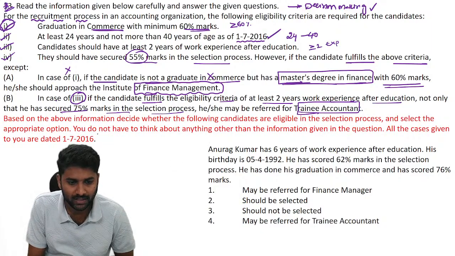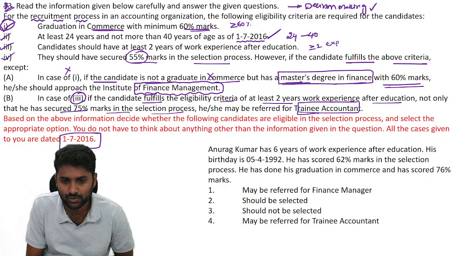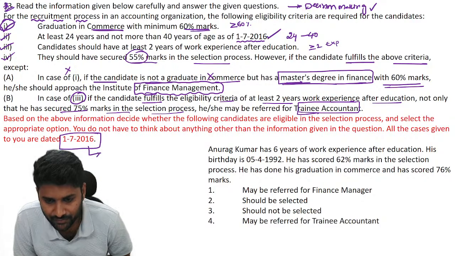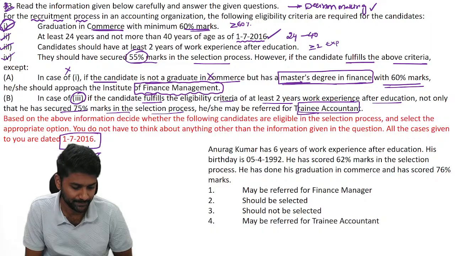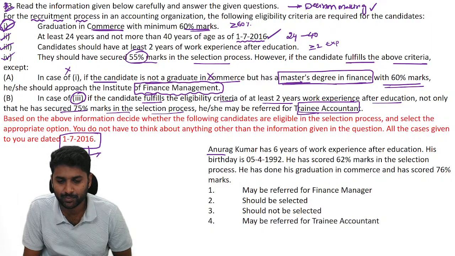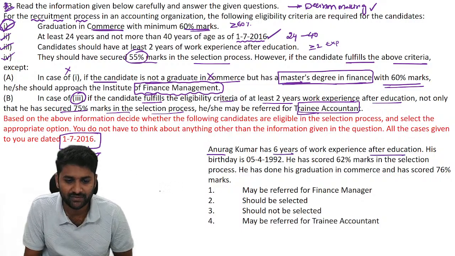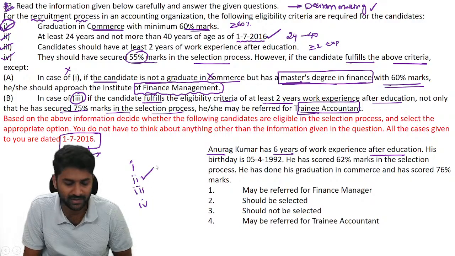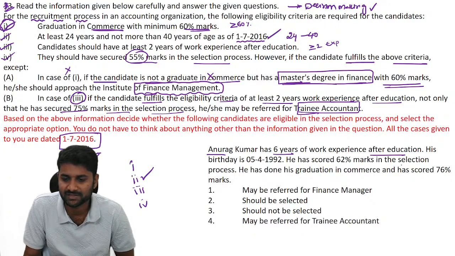See, all the data is given up to 1/7/2016. At that time, the candidate must have an age of more than 24 and less than 40. Let's check with these options. Anurag Kumar, this is the candidate profile you have to verify. He has 6 years of work experience after the education. So out of the 4 points, it definitely satisfies condition number 3, because we need at least 2 years of experience, but Anurag has 6 years of experience.